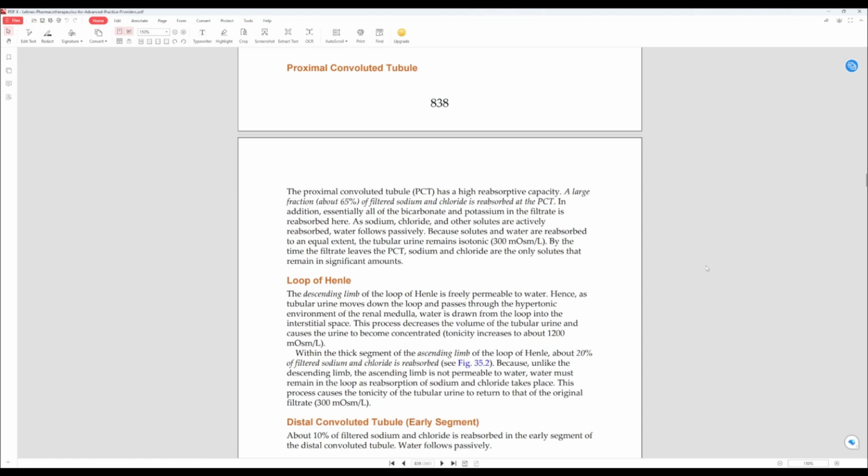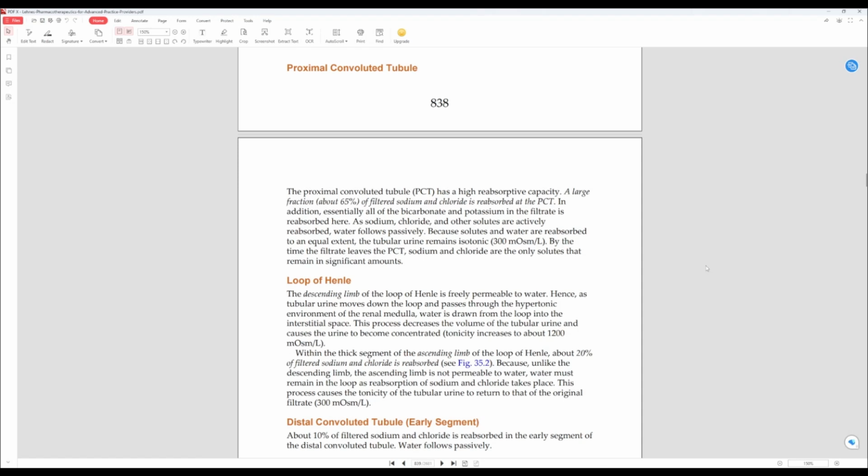The proximal convoluted tubule. The proximal convoluted tubule, or PCT, has the highest reabsorptive capacity. A large fraction, about 65%, of filtered sodium and chloride is reabsorbed at the PCT. In addition, essentially all of the bicarbonate and potassium in the filtrate is reabsorbed here.